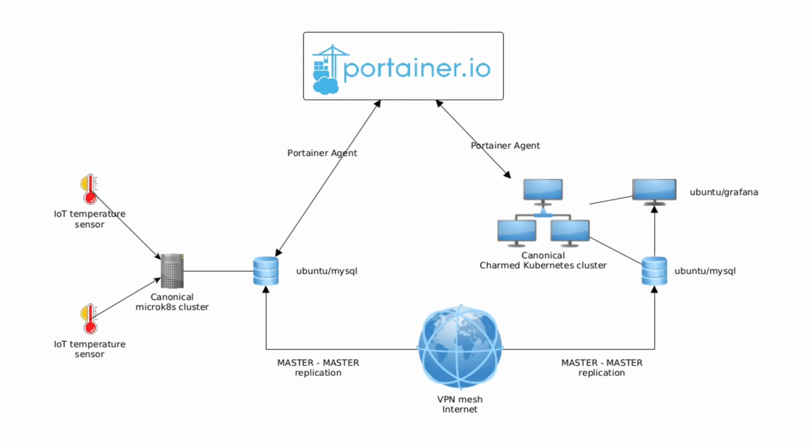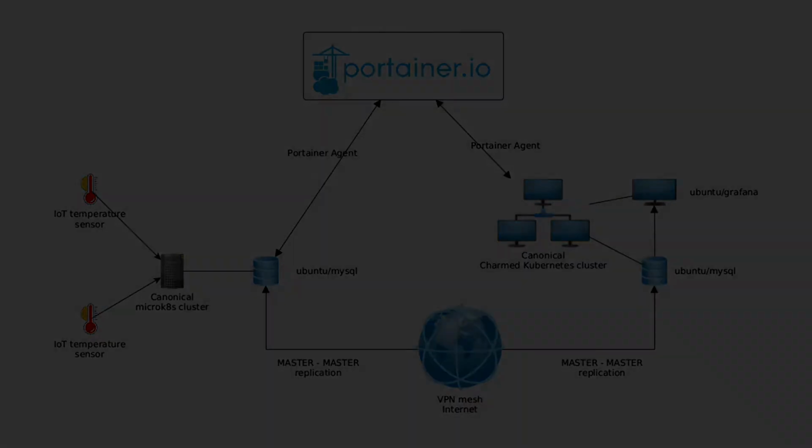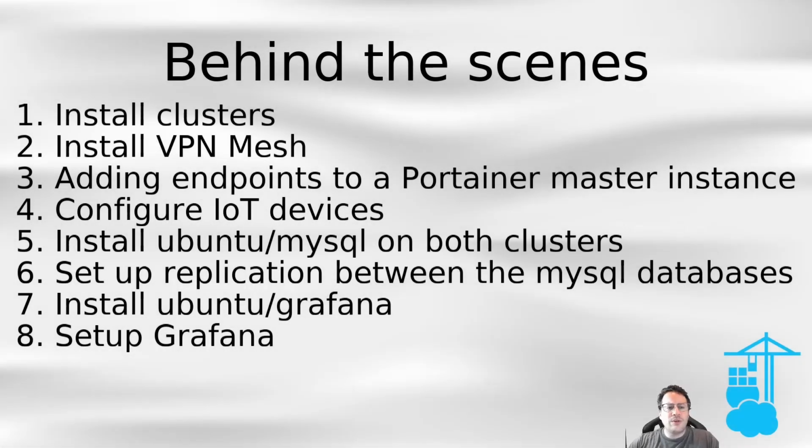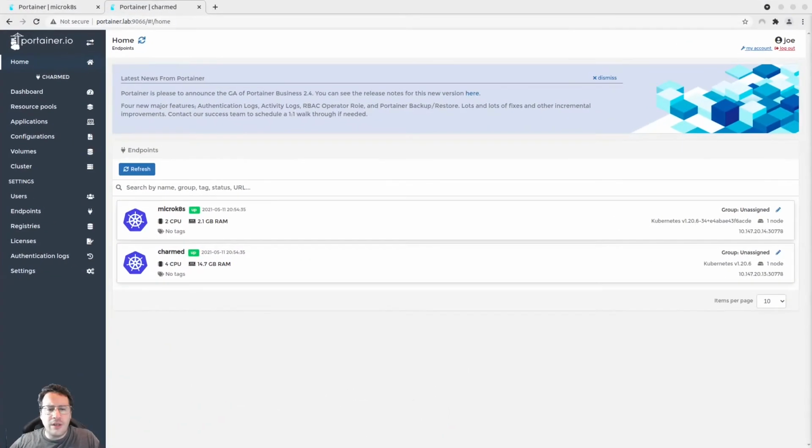The final step is to install Grafana and set up the Grafana console. So, okay, we will see this right away. Right, so now we're going to steps 7 and 8. 7, install Ubuntu Grafana, and 8, set up Grafana. I'm actually going to do everything here in one single step because it's quite easy to do both. And I'm only going to install Grafana on the Charmed Kubernetes cluster.